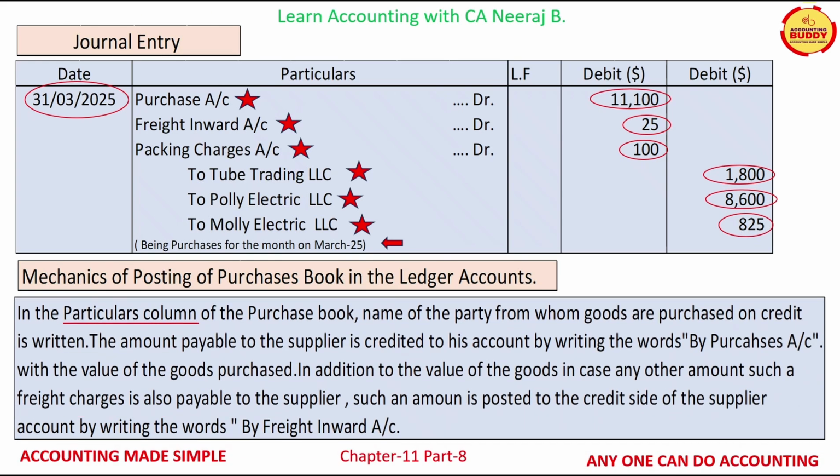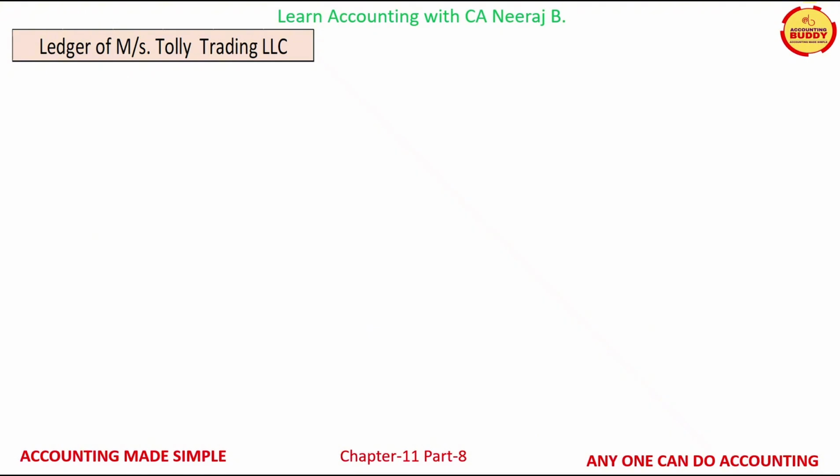In the particulars column of the purchase book, name of the party from whom the goods are purchased on credit is written. The amount payable to the supplier is credited to his account by writing the words by purchase account with the value of the goods purchased. In addition to the value of goods, in case any other amount such as freight charges is also payable to the supplier, such an amount is posted to the credit side of the supplier account by writing the words by freight inward account. Let us now post the entries of purchase book to the ledger account of respective supplier accounts.